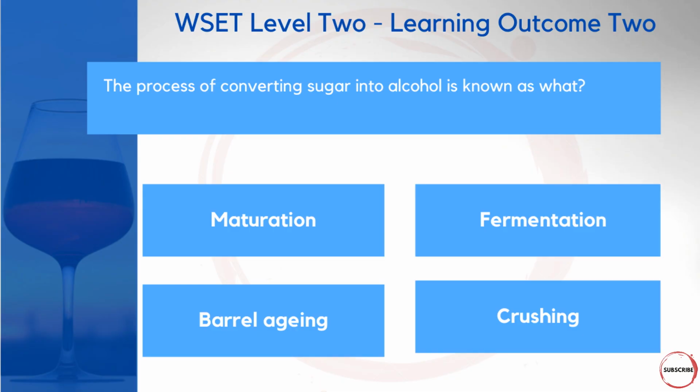When it comes to the types of questions you might expect to get here, actually the assessment criteria itself is pretty straightforward. So I've only given a couple of simple examples just to get you familiar with the styles of question you might get. So the process of converting sugars into alcohol is known as what? Maturation, fermentation, barrel aging, or crushing.